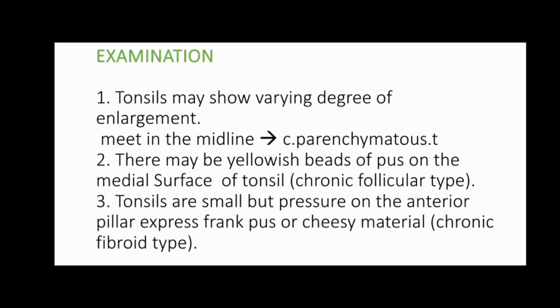And examination. Tonsils may show varying degrees of enlargement. Meeting in the midline means it is chronic parenchymatous tonsillitis. We already saw parenchymatous means hyperplasia of the lymphoid tissue, enlargement of the tonsil. So, if the two tonsils meet in the midline, that is chronic parenchymatous tonsillitis. There may be yellowish beads of pus on the medial surface of the tonsil, which means that is a chronic follicular type.